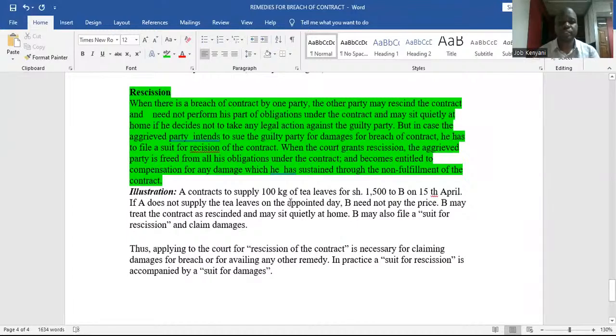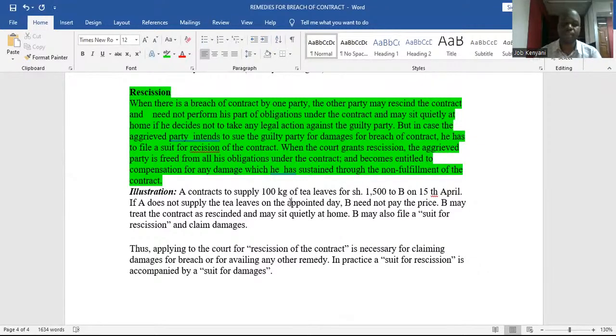A contract to supply 100 kg of tea leaves for 1,500 to B on 15th April. If A does not supply the tea leaves on the appointed day, B need not pay the price. So B may treat the contract as rescinded and may sit quietly at home. B may also file a suit for rescission and claim for damages in a court of law.